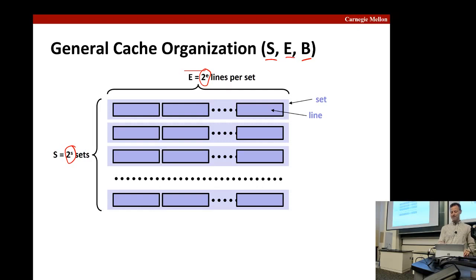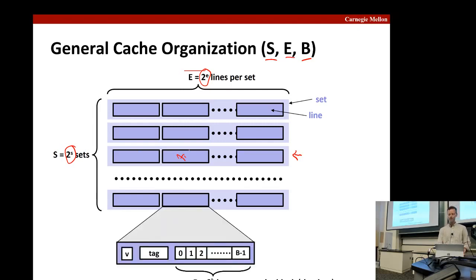Basically, the placement policy will dictate which of these sets a particular address, a cache block, goes to based on its address, and then you have a choice within the set as to where to put it. For instance, as part of the replacement policy, you might decide to evict the least recently used of the ones in this set.